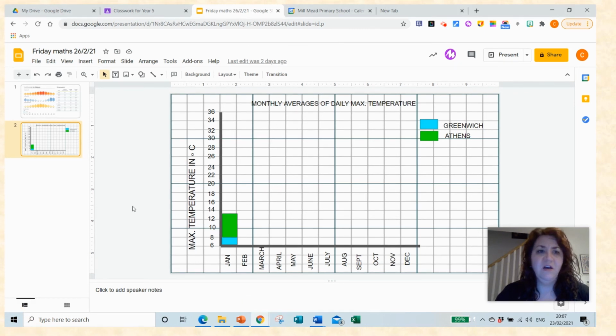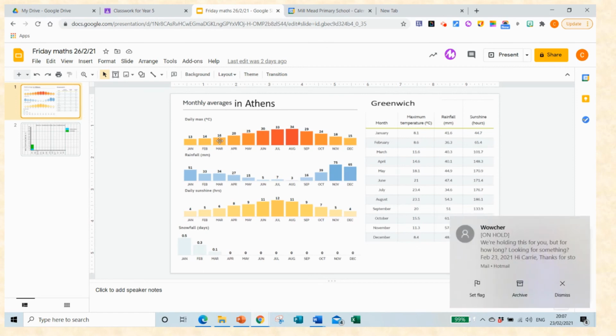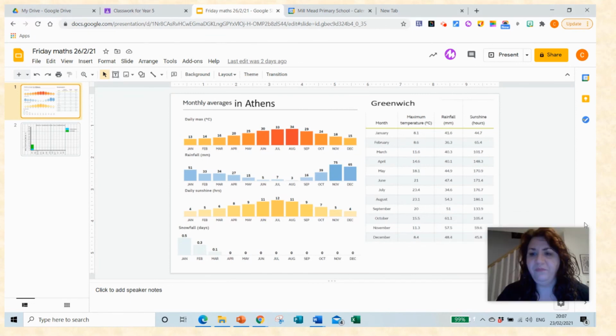The activity I would like you to do is to complete this bar graph that you can see. The first page has got the data you need on it. Actually, the Athens one is already sort of a bar graph. So you are looking at the top Athens information here, the daily maximum temperature average per month, and you are also looking at this first column here.